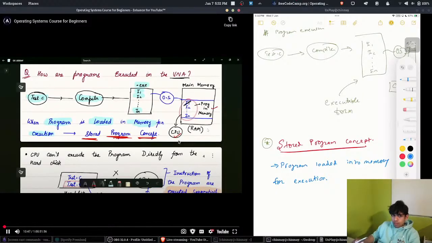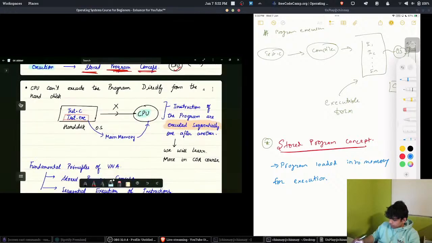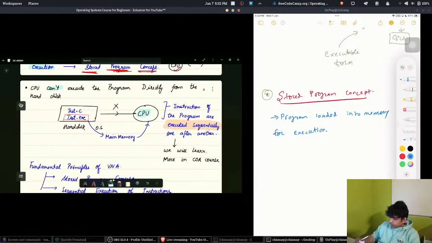Instruction 1, I1, execute it, then I2, then it will execute until the end, IN. Now the question arises: here I have written that the CPU cannot execute the program directly from the hard disk. Why can the CPU not directly access the hard disk? Why does it require the main memory? Why does it require the operating system to first transfer the .exe file into main memory and then to the CPU? Why does this happen?